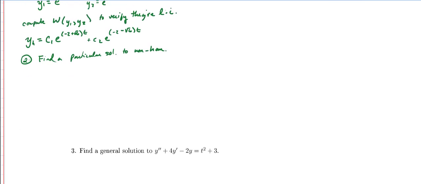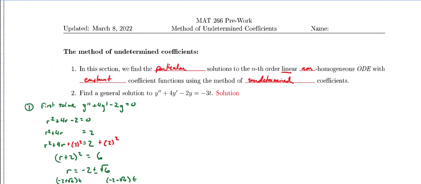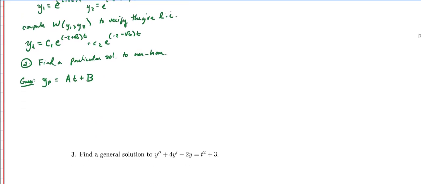So my guess for yp is at plus b. Let me double check that I've got the correct variable. Yeah, at plus b.